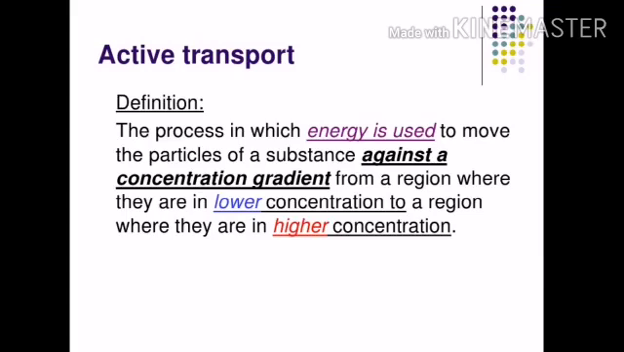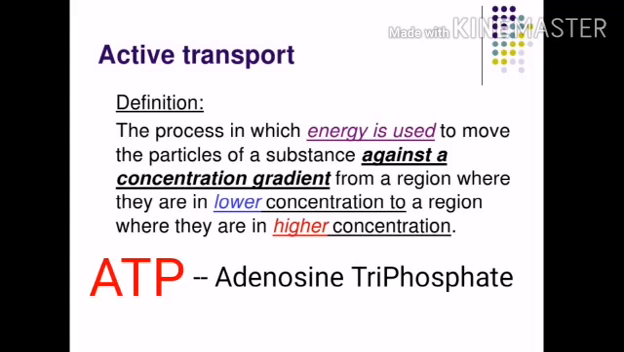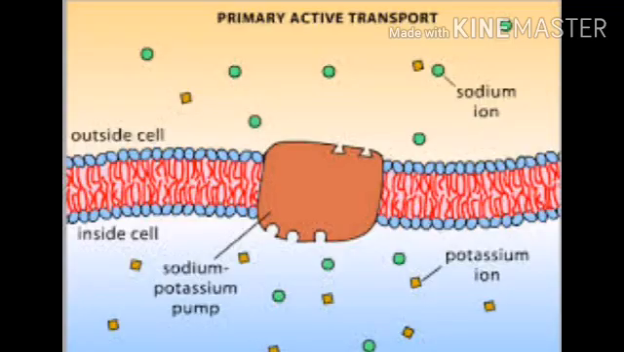So, active transport is a type of membrane transport where the molecule is moving against its concentration gradient. As the molecule is moving against its concentration gradient, that means it is moving from the low concentration to the higher concentration. It requires an energy source, ATP, which stands for adenosine triphosphate, to move the molecules against the concentration gradient.